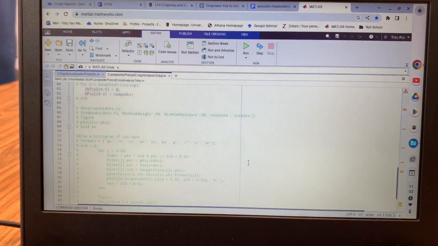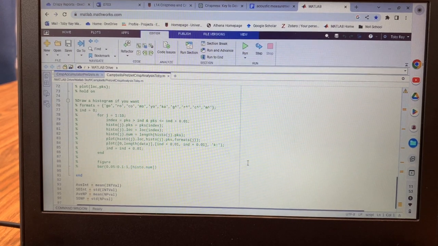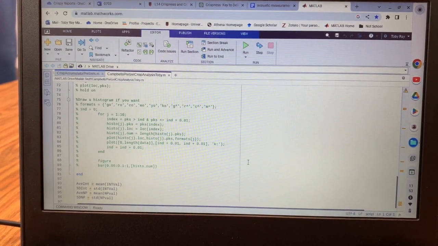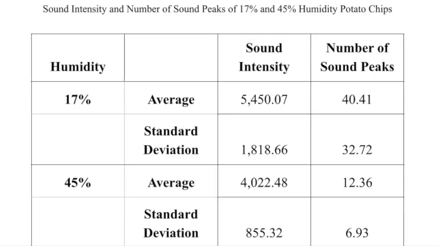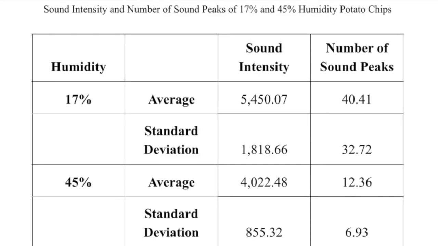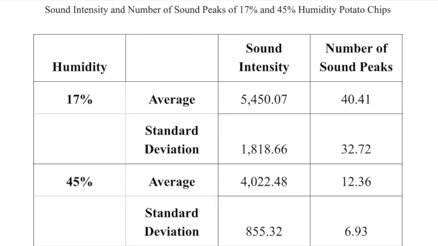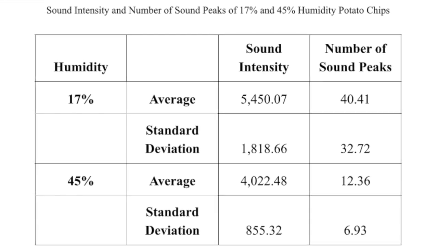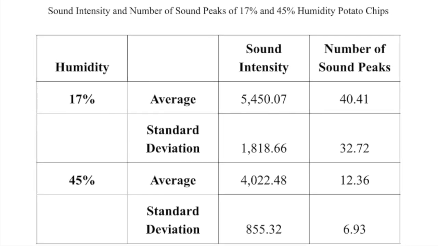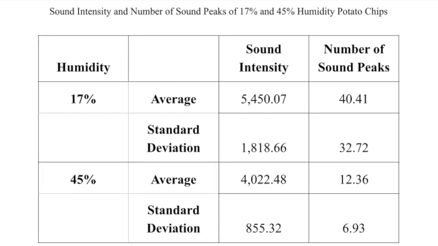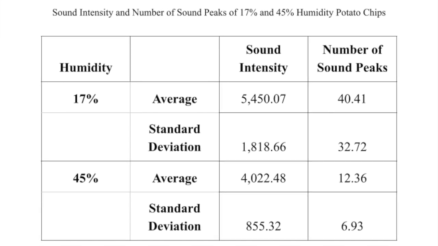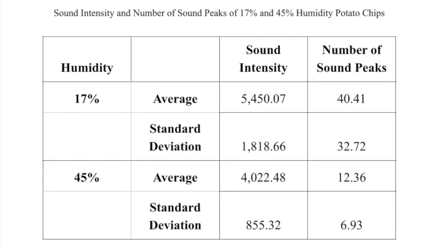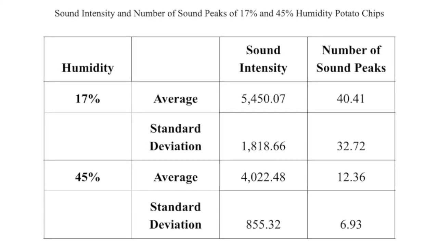In previous research, the sound intensity and number of sound peaks positively correlate with perceived crispness measured in sensory tests. The program does these calculations for every chip sample. The mean and standard deviation are calculated and are displayed in this graph. As you can see, the 17% humidity chips have a higher average sound intensity and number of peaks than the 45% humidity chips, indicating a higher level of crispness. This correlates with sensory ratings of crispness of the same samples from a group of trained panelists.